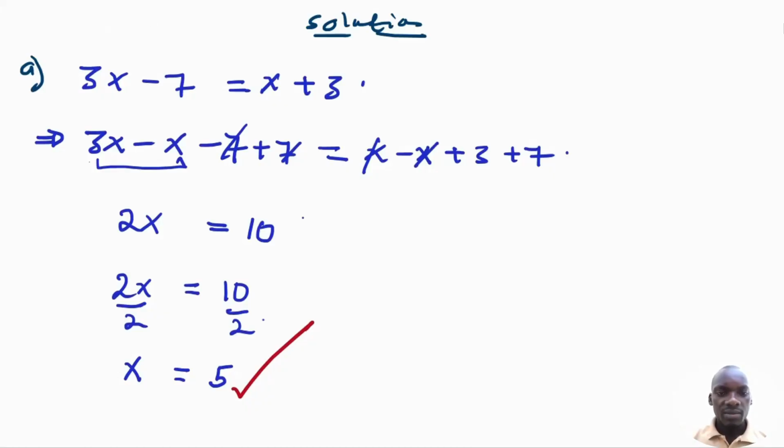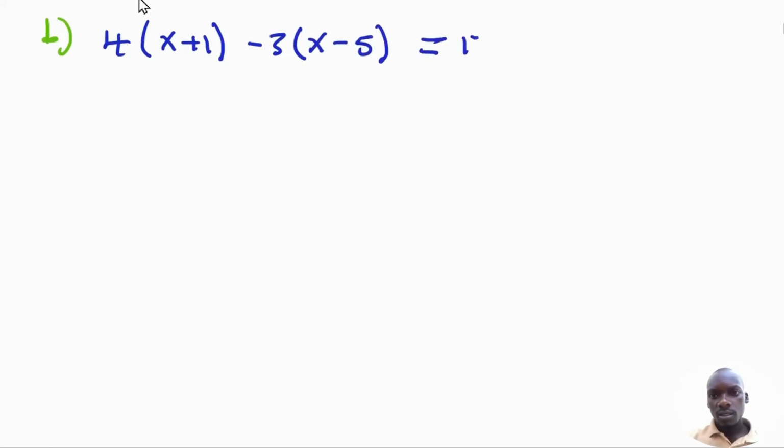We can have part B of our question. Part B is 4(x + 1) - 3(x - 5) = 17. From here, we need to first multiply out. 4 multiplied by x gives 4x, plus 4 multiplied by 1 gives 4, then minus 3 multiplied by x gives 3x, then negative 3 multiplied by negative 5 is positive 15, equals 17.